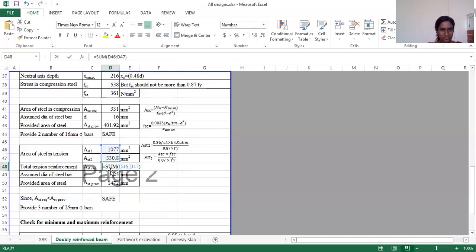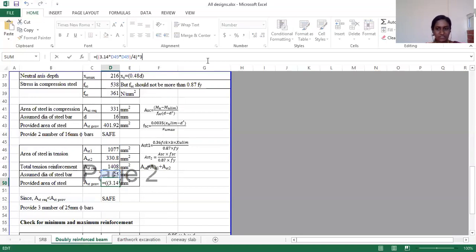So you can see here, this is the summation of D46 and D47. These two you add, you will get total steel. And then, for providing this steel, I will assume a diameter of the bar. So 25 I have assumed, and I have calculated the area. So again, pi d square by 4, and here I am calculating the number of bars.